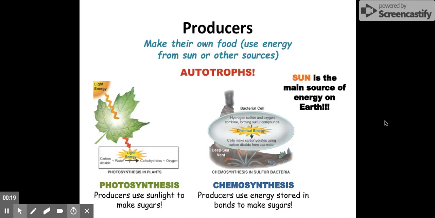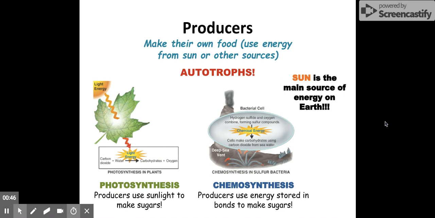All ecosystems need producers, which are organisms that can make their own food using energy from the sun or other non-living things. These organisms are also called autotrophs, which is a term you know already. Most producers, like plants, algae, and some bacteria, perform photosynthesis, where they use energy from the sun to make sugars in the form of glucose. This is why we say that the sun is the main source of energy on Earth.